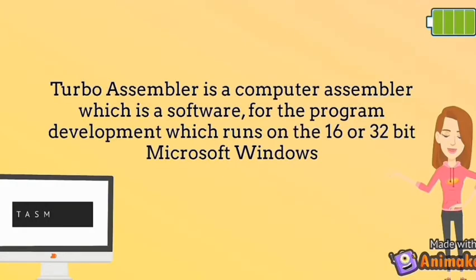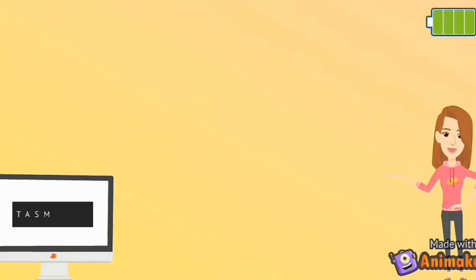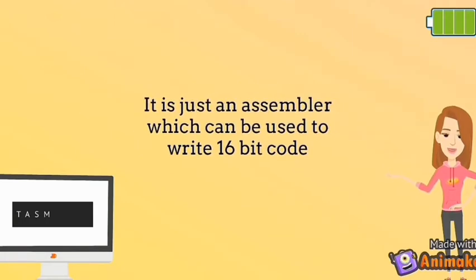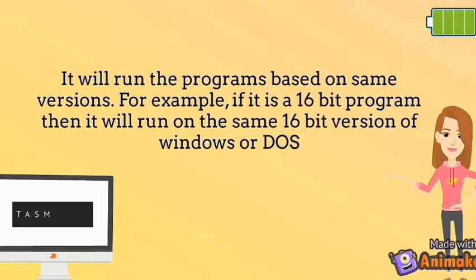Turbo Assembler is a computer assembler, which is software for program development which runs on 16 or 32-bit Microsoft Windows. It is just an assembler which can be used to write 16-bit code. It will run the programs based on same versions. For example, if it is a 16-bit program, then it will run on the same 16-bit version of Windows or DOS.